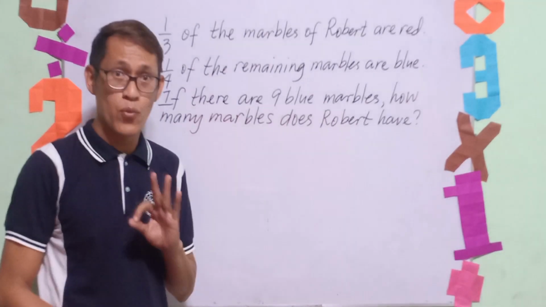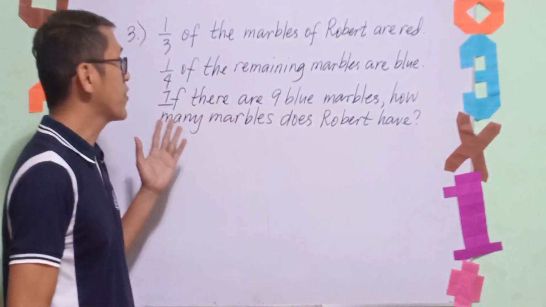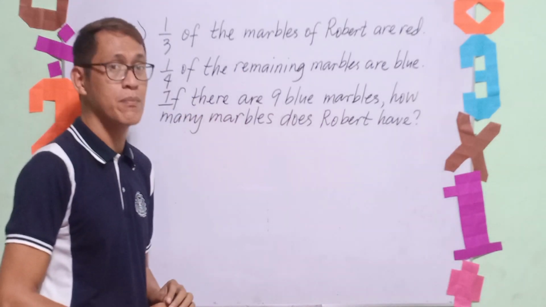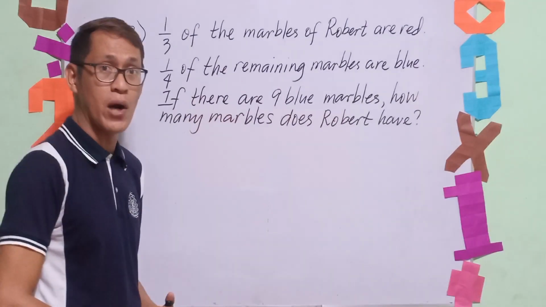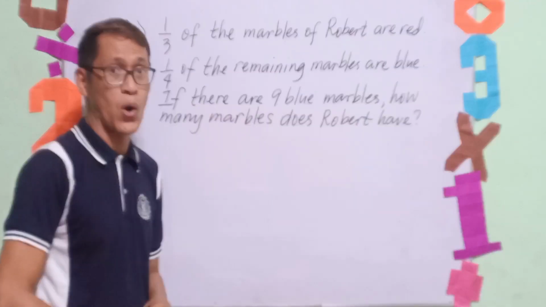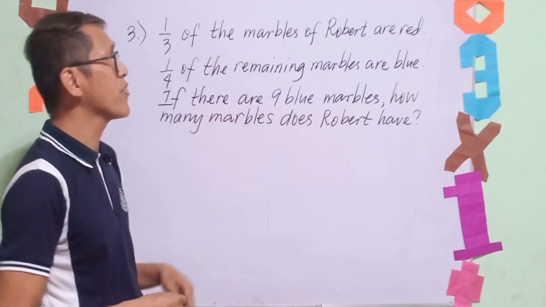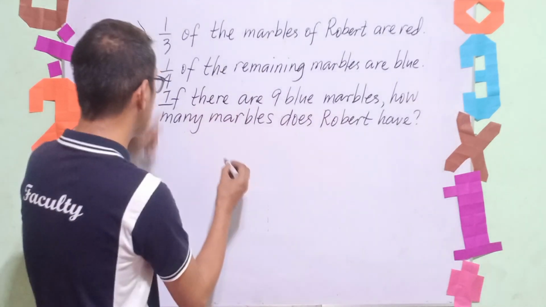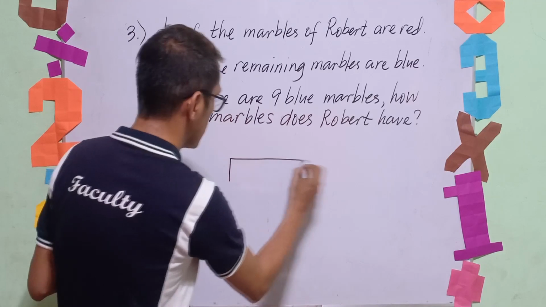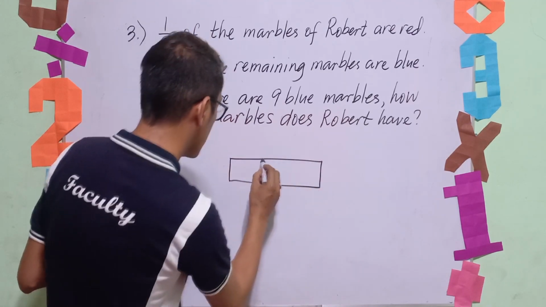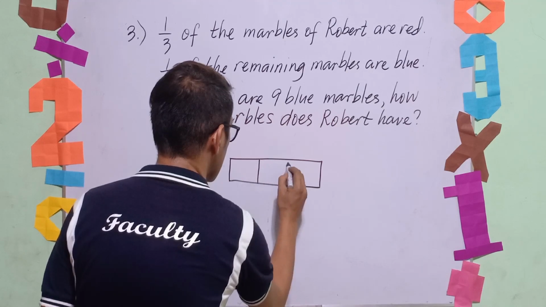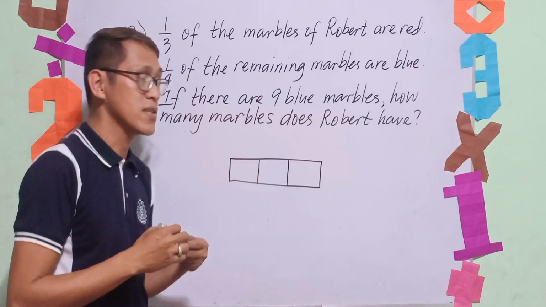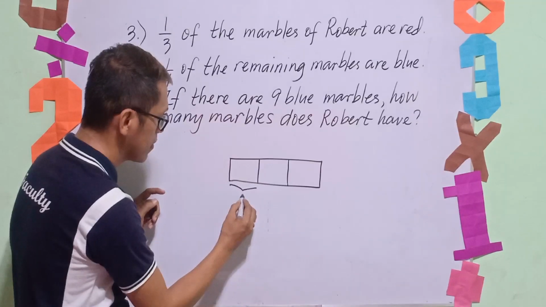Let's go to word problem number 3. 1/3 of the marbles of Robert are red. 1/4 of the remaining marbles are blue. If there are 9 blue marbles, how many marbles does Robert have? So let's start with 1/3 are red. So we need to draw 3 equal blocks to get 1/3, right? Let me draw 3 equal blocks. There, assuming the 3 blocks are equal. So this is 1/3, correct?